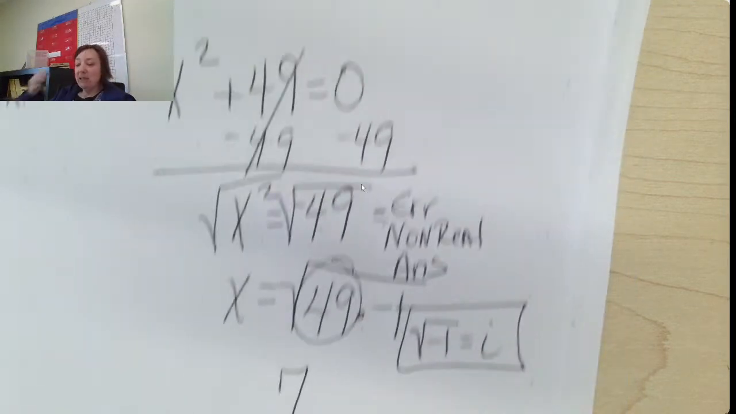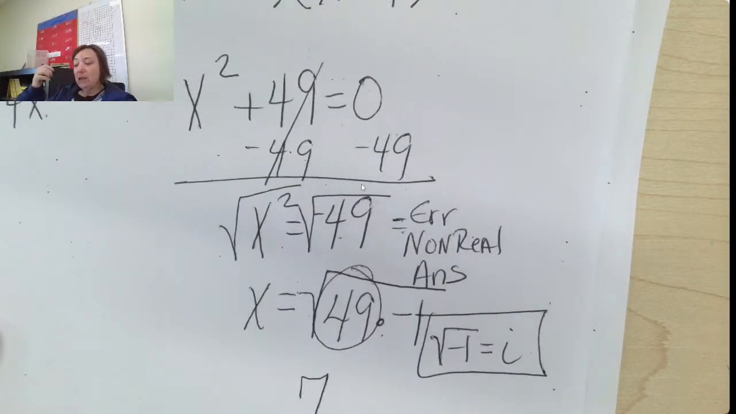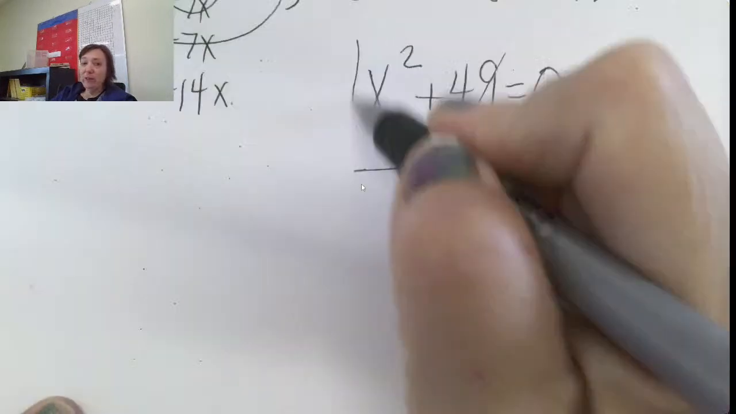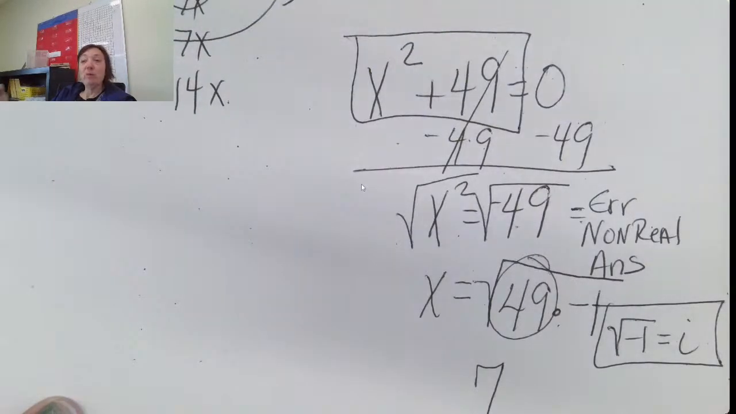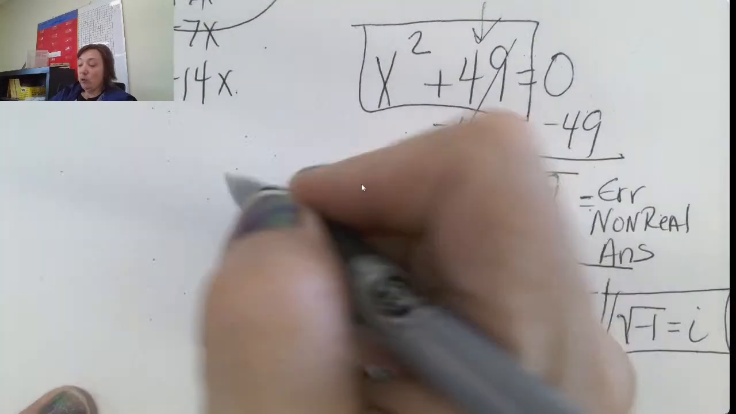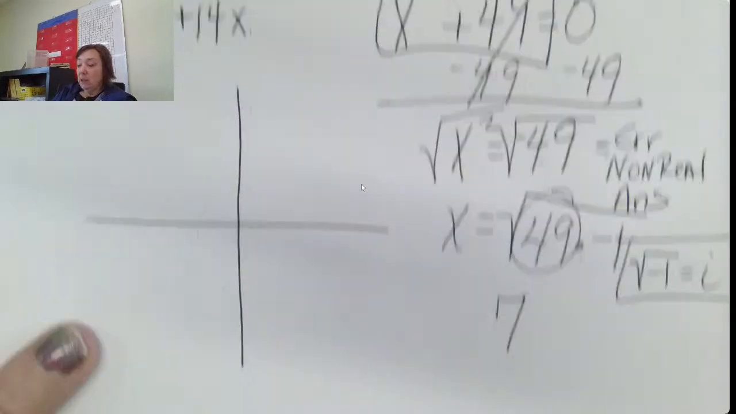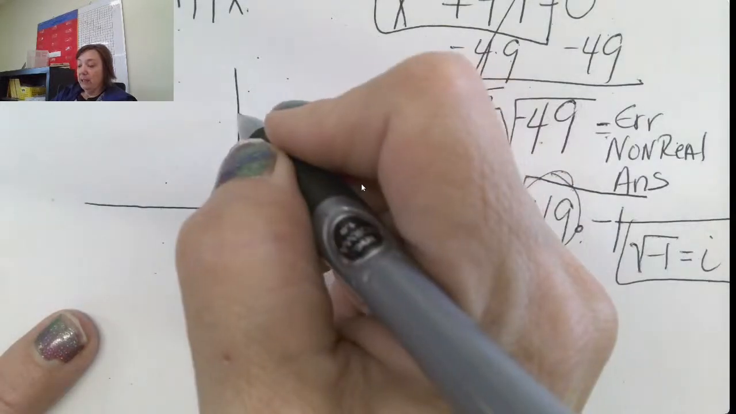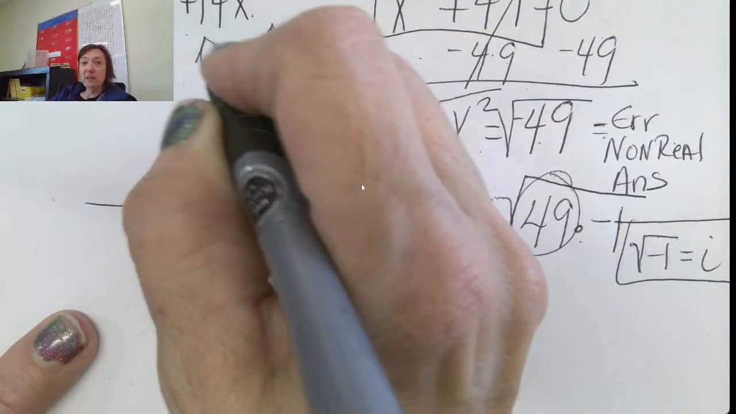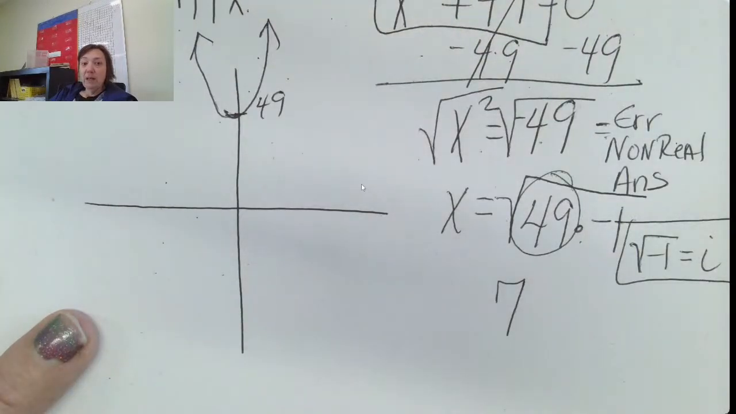So let me give you an example that might make it make a little more sense. If I were to graph this right here, that would be a parabola. That would be a parabola that opens up. That parabola that opens up has a y-intercept of 49, right? So up here at 49 is where it crosses and it opens up like this. That's a parabola.